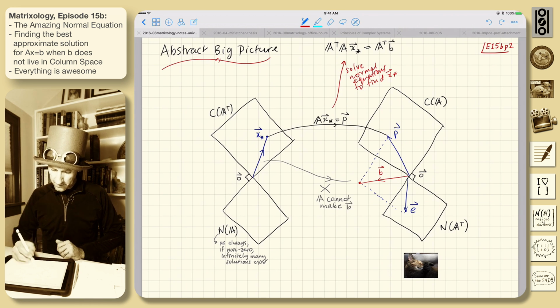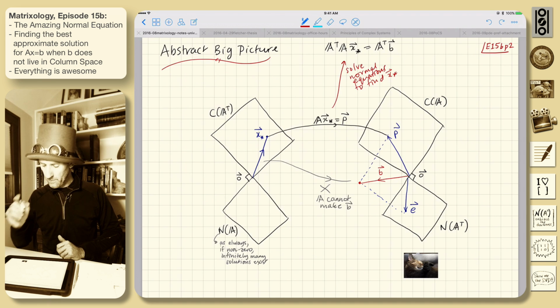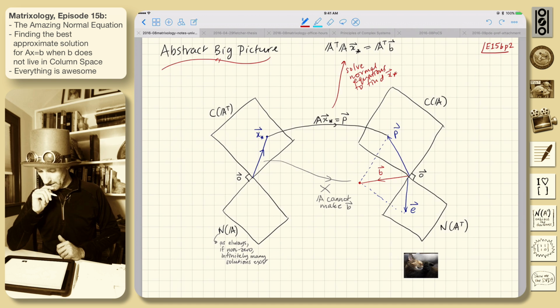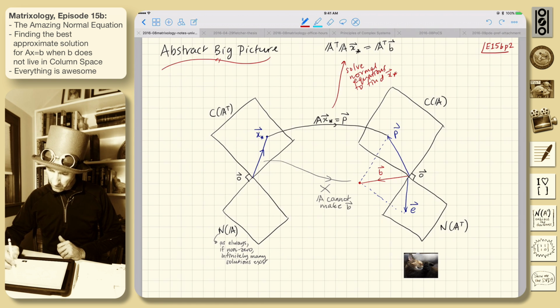Okay, so that gives us an x star which must live in the row space. Well, it gives us an x star which may or may not live in the row space. True. So let me move that. I think I'll clean that up.